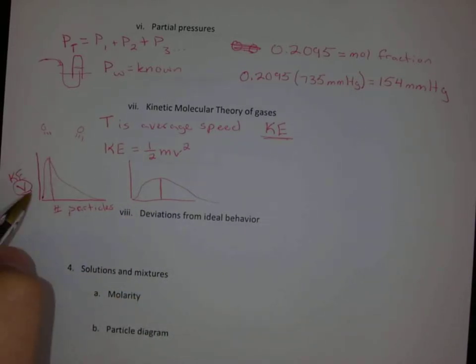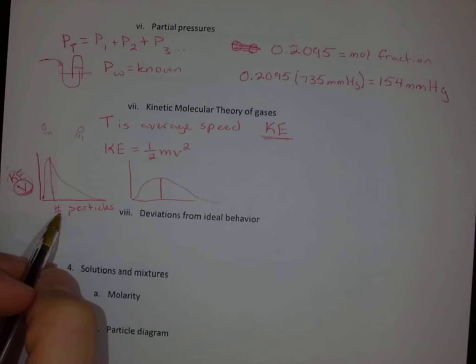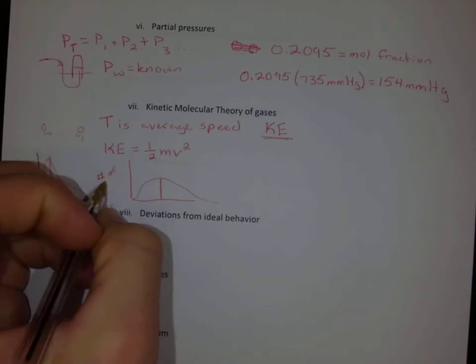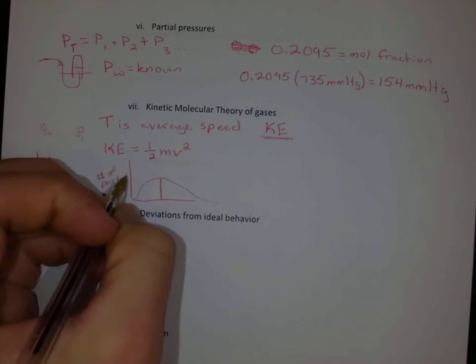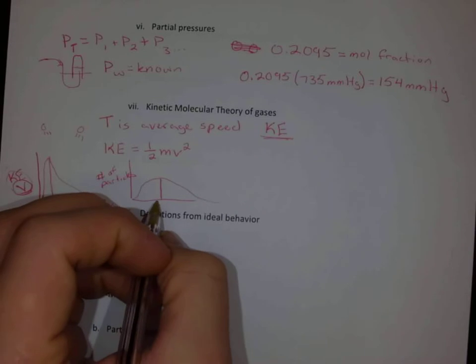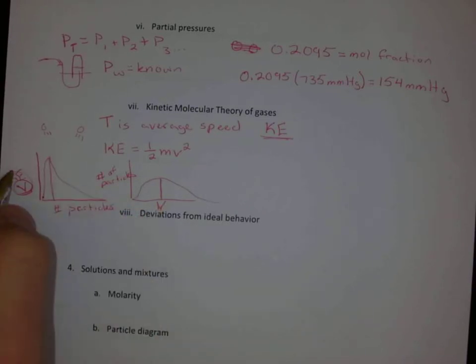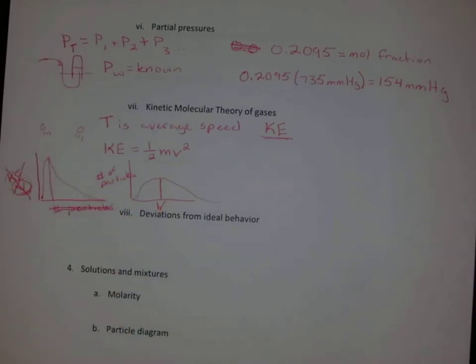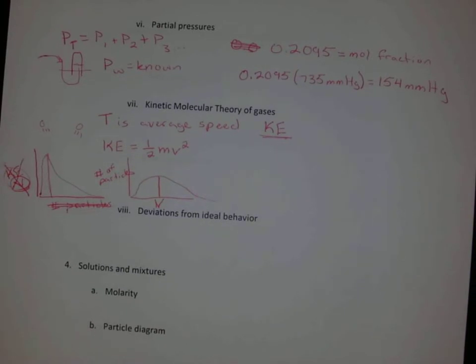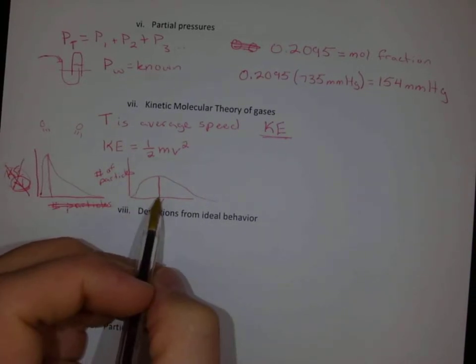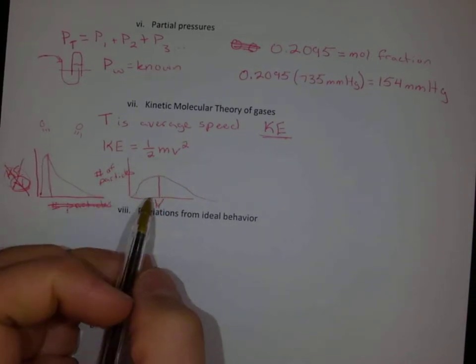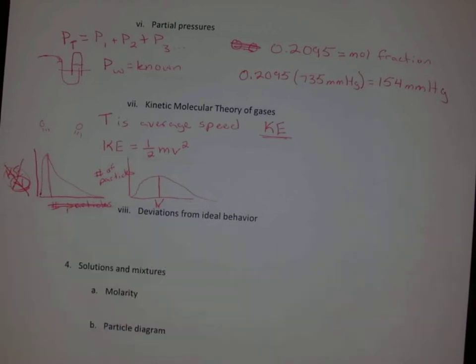I realized here these two need to be flipped. This should be my number of particles, and this down here should be my velocity. So we're going to cross that out and make that correction. So my average velocity here has moved higher, so I have more particles that are moving at higher speeds.